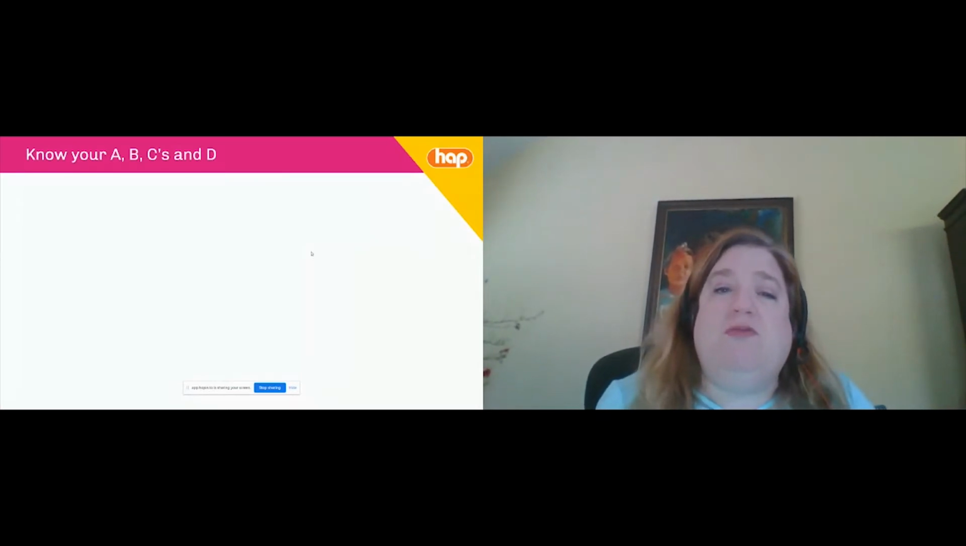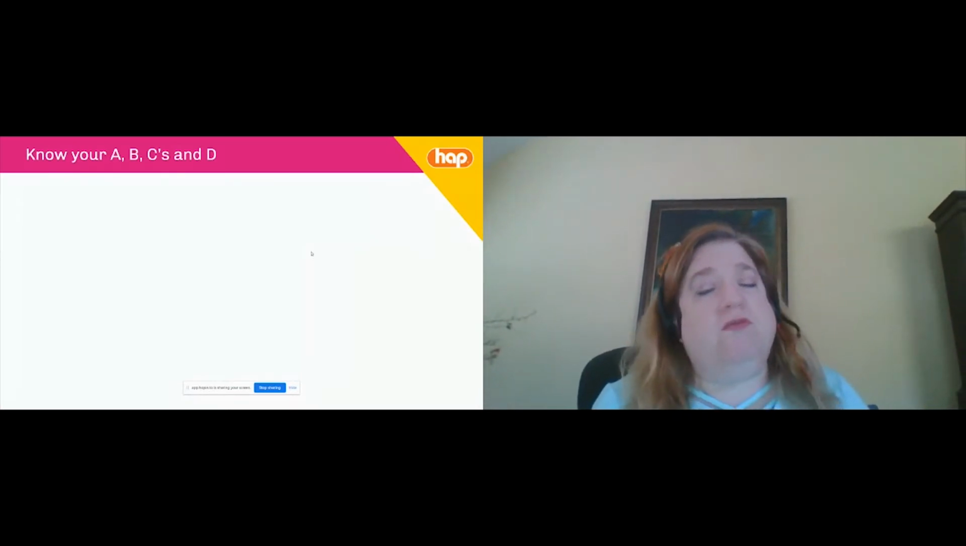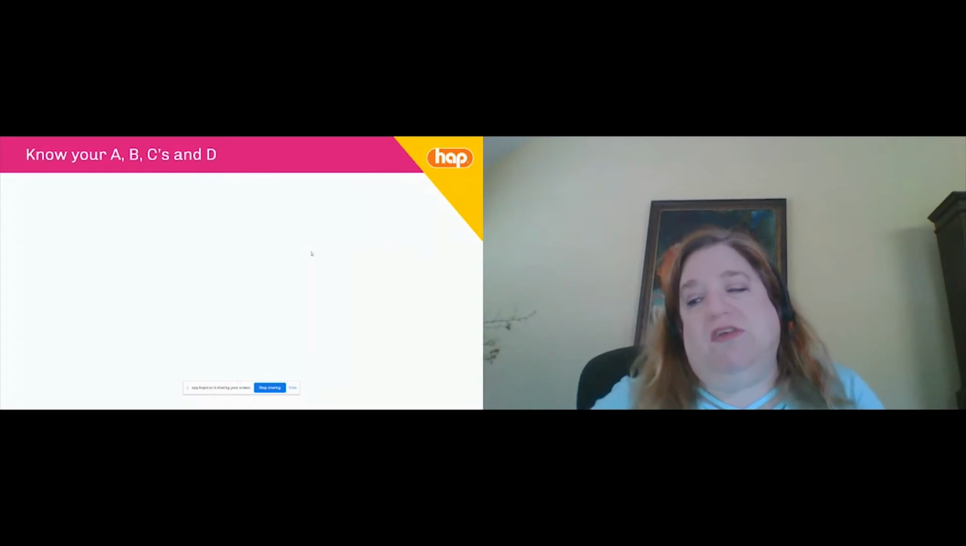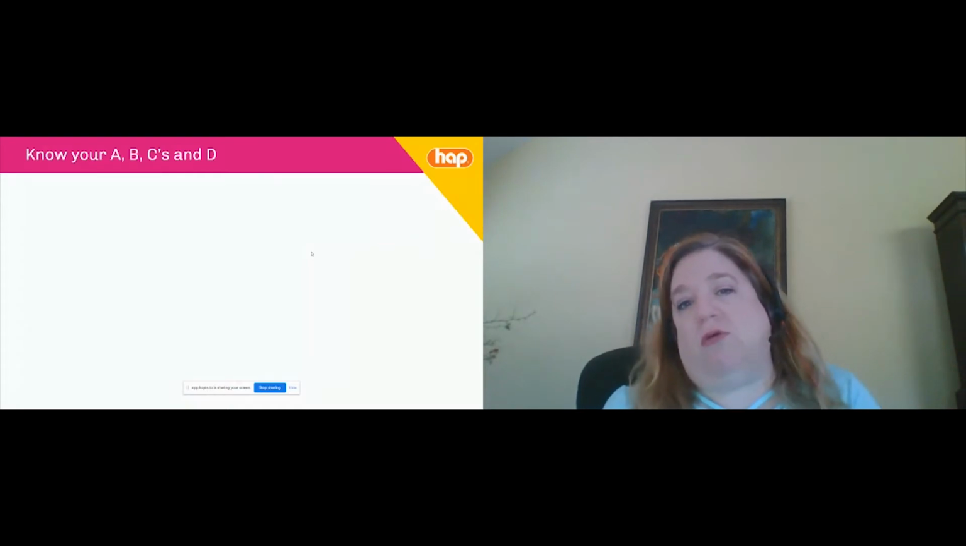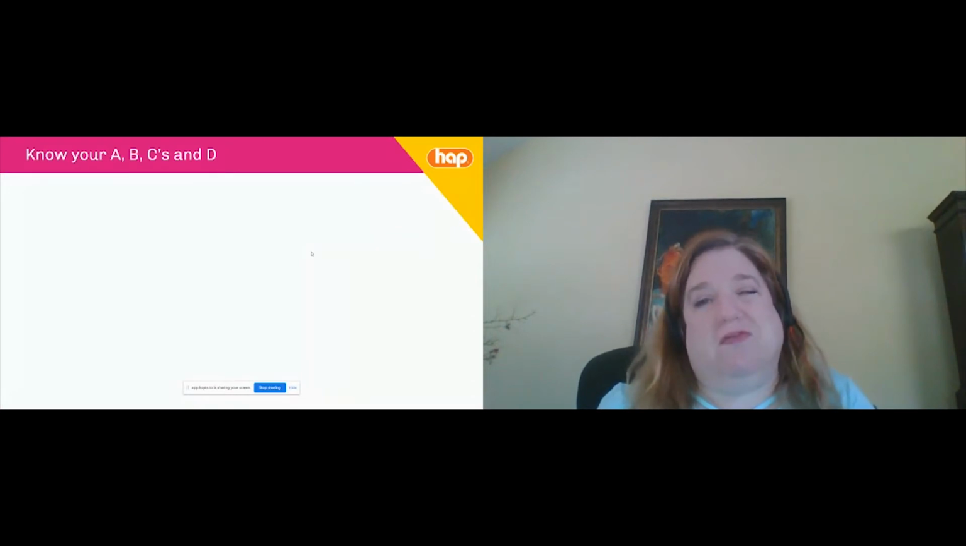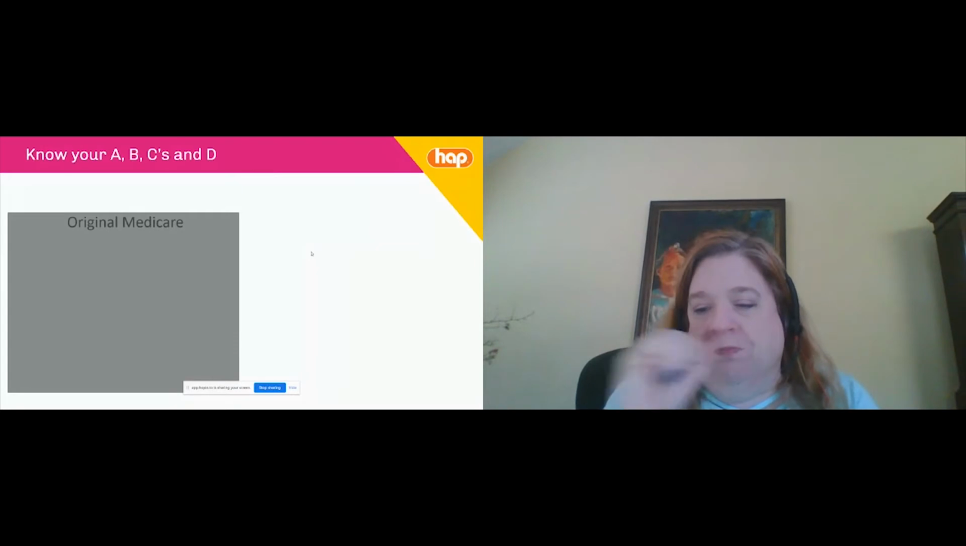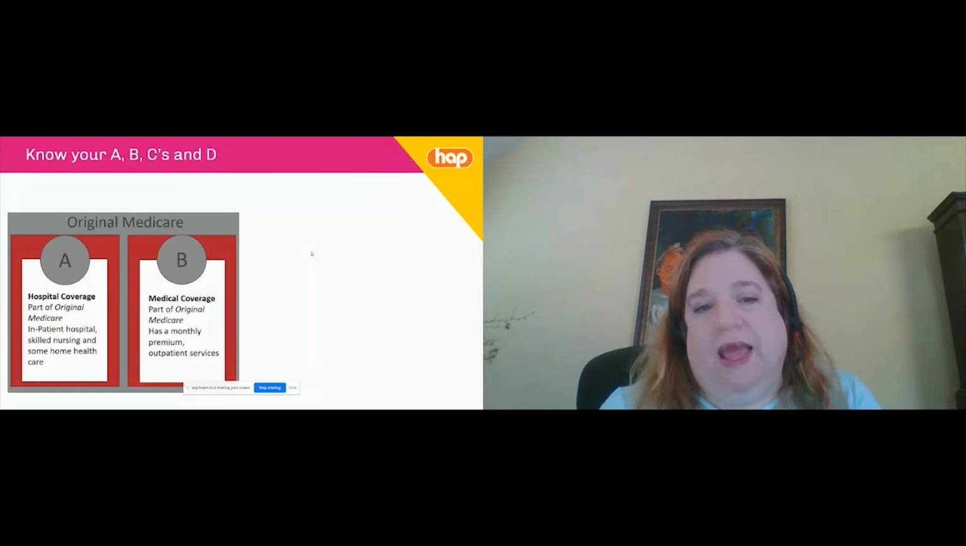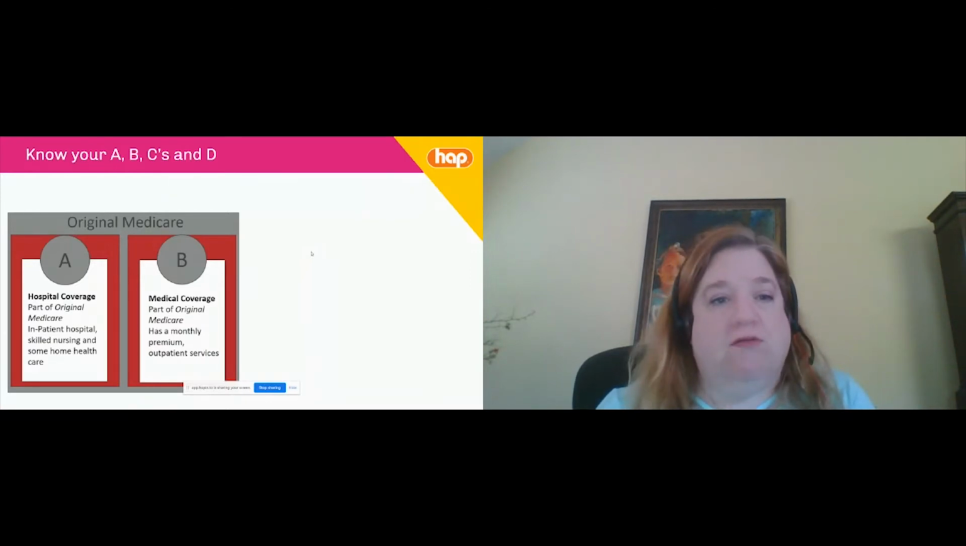Some of this information may be very familiar to you, some of it may not. So I just like to level set the playing field and make sure that people understand the different pieces and the terminology that is used because it is specific to Medicare. So the first piece is what is referred to as original Medicare. This is part A and part B together. These are the two pieces that are given to Medicare beneficiaries by the federal government.